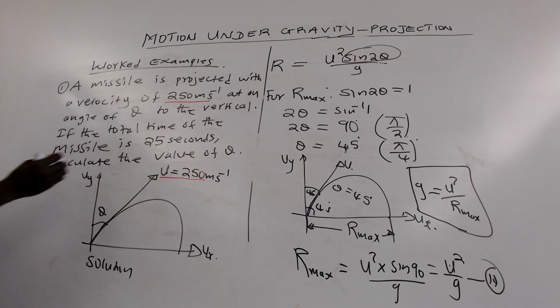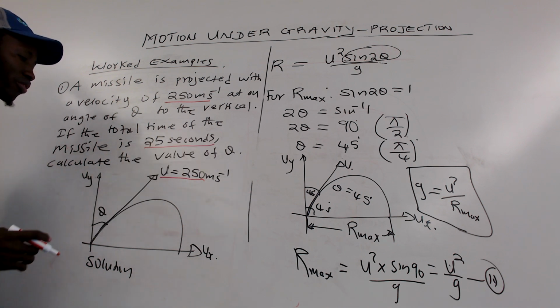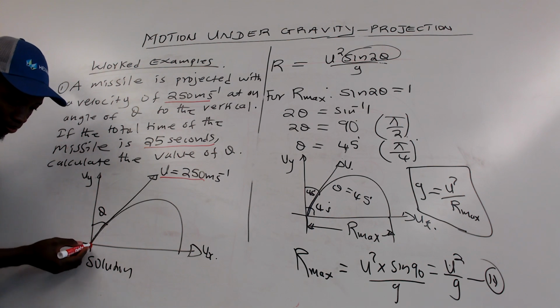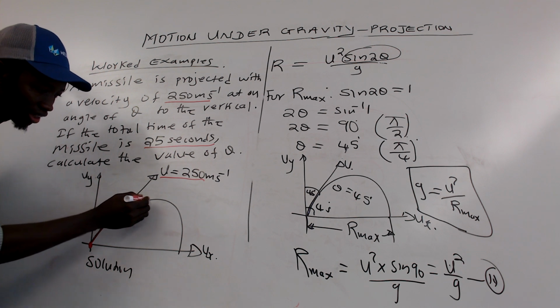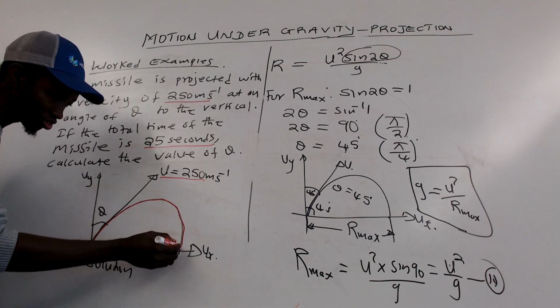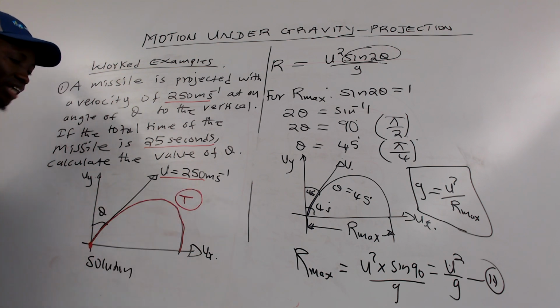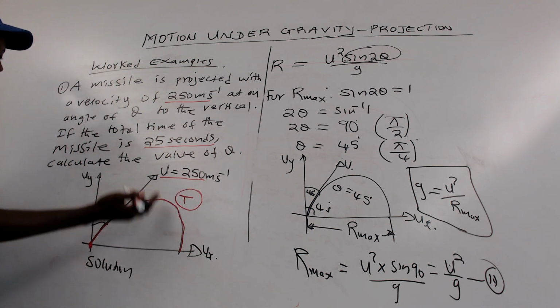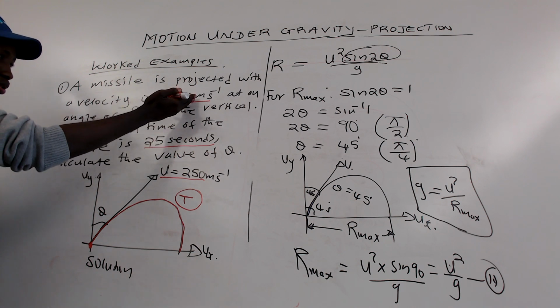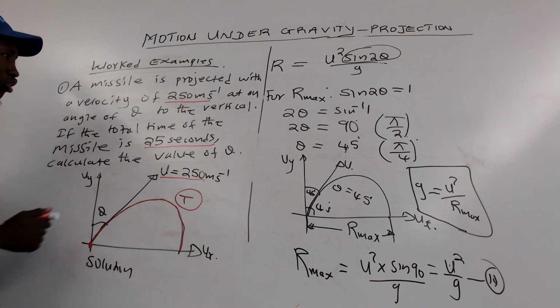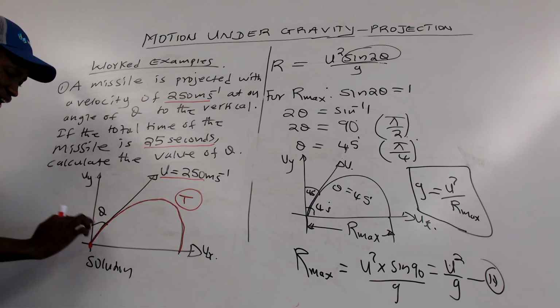We are also given the total time. The total time of the flight is the time taken from this point to this point, the time when the object was projected from this point and travels to this point. This total time is the big T, which is the time of flight. So the time of flight is given as 25, and the speed of projection, the initial speed, is 250, and we are required to find theta.